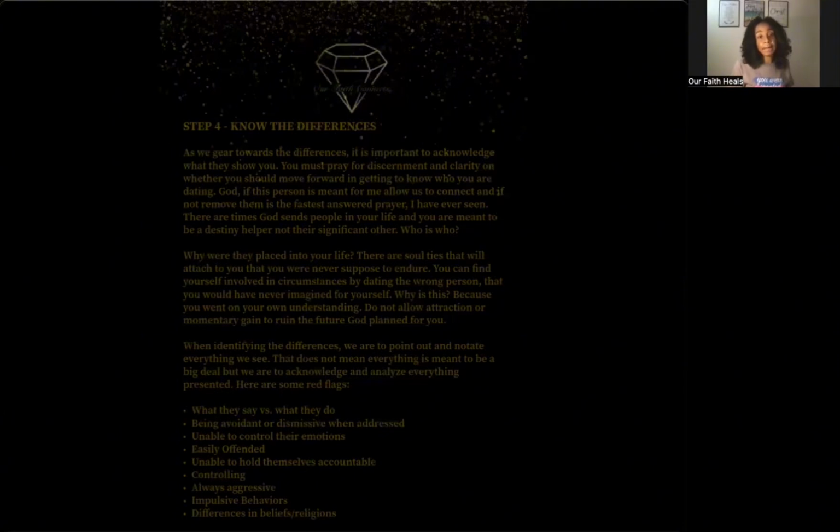Red flags: being avoidant or dismissive when addressed. So when you are being direct with someone, and you're being honest and very straightforward and transparent, and they're being avoidant or dismissive when you're talking about a specific thing that may bother you or a specific thing that you want to know, it's a red flag. Why are you dismissing what I'm asking you? Why are you dismissing the conversation? What is the issue?